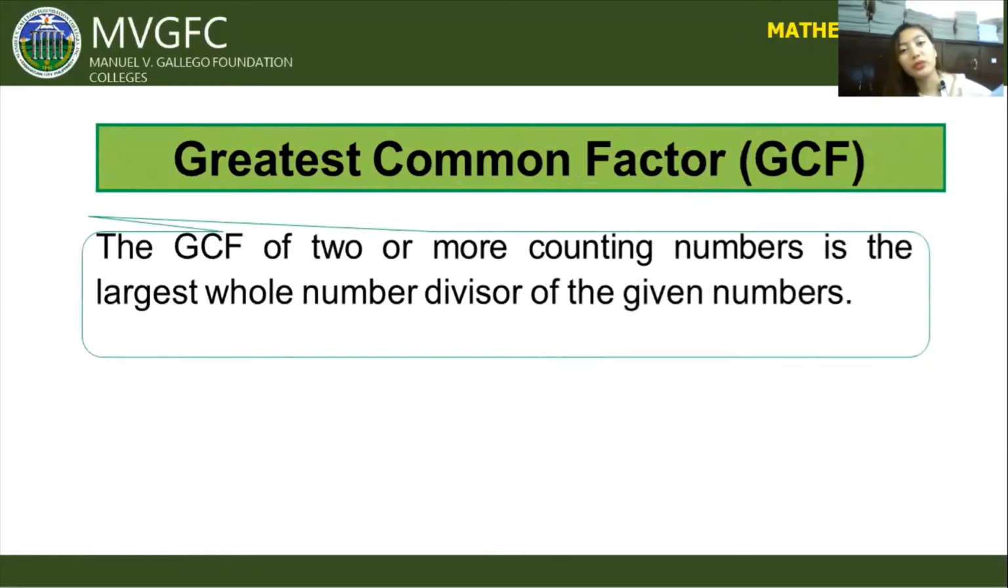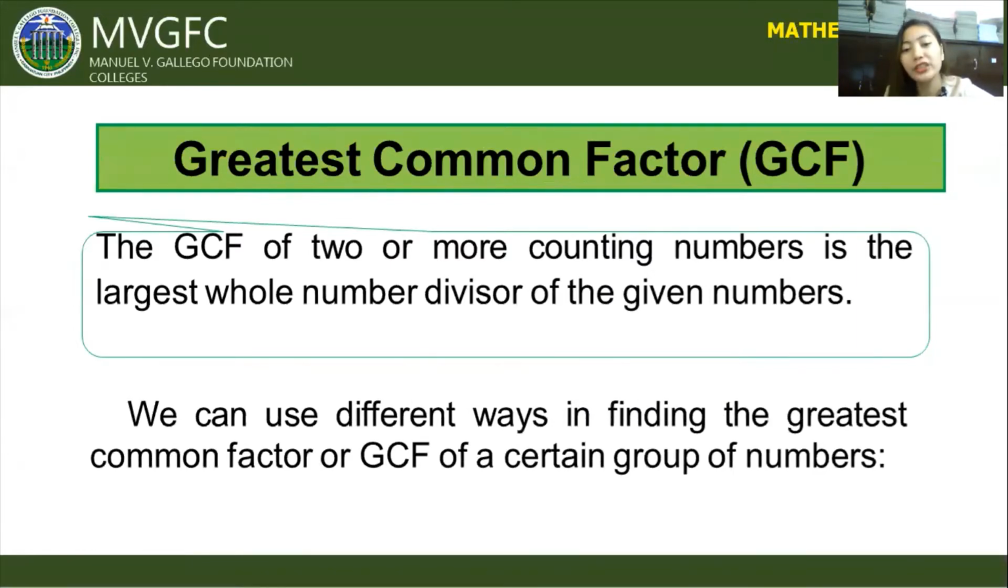When we define the greatest common factor, it says here that it is the highest number that divides exactly into two or more numbers. It's the greatest thing for simplifying numbers or even fractions, of course. The GCF of two or more counting numbers is the largest whole number divisor of the given numbers. We can use different ways in finding the greatest common factor, or GCF, of a certain group of numbers.